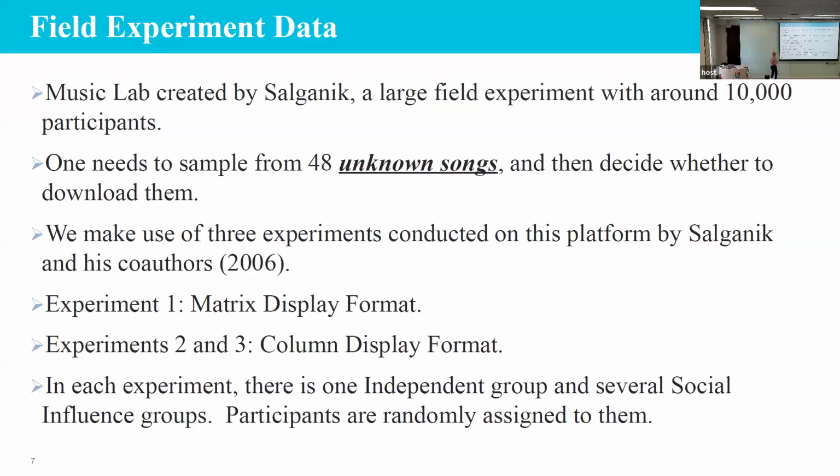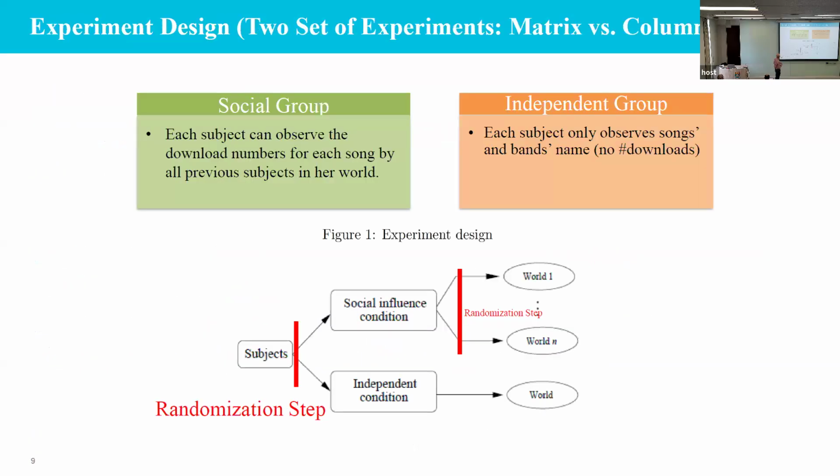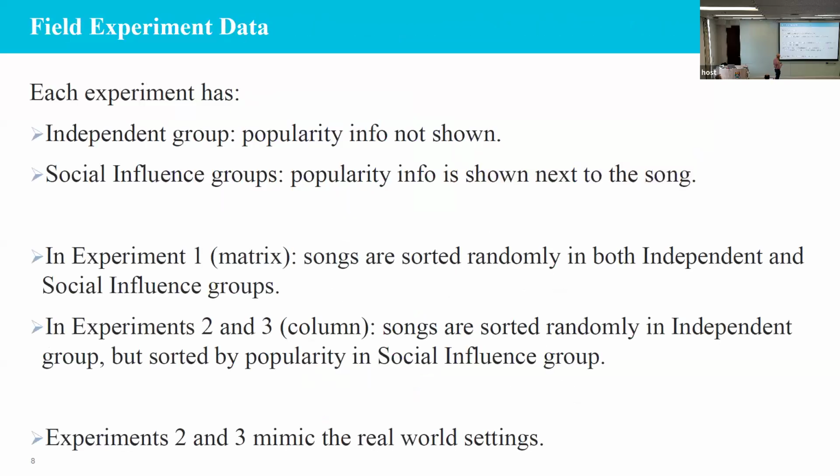Now in each experiment, there's one independent group and certain social influence groups. And participants are randomly assigned to them. So let me show you experiments 2 and 3. In some sense, the social influence groups in experiments 2 and 3 are very similar to that hotel search page that I showed earlier.